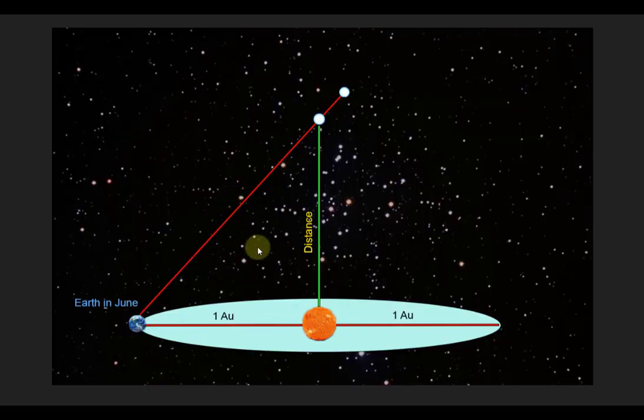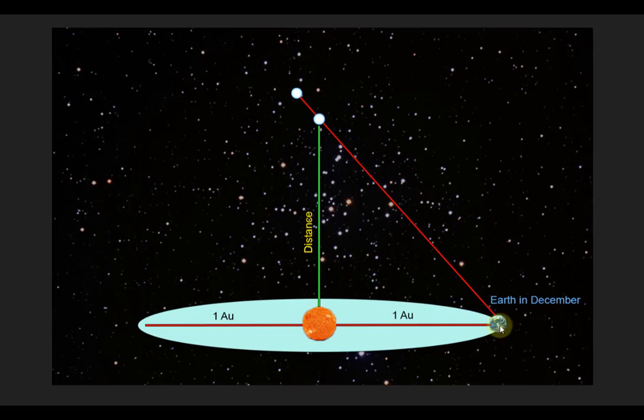Using parallax is fairly straightforward. Because the Earth orbits the Sun and we move approximately 2 astronomical units every year, this change of position allows us to see stars from different angles. So as an example, in June, when I look at this star here, I would see the star in the background here.